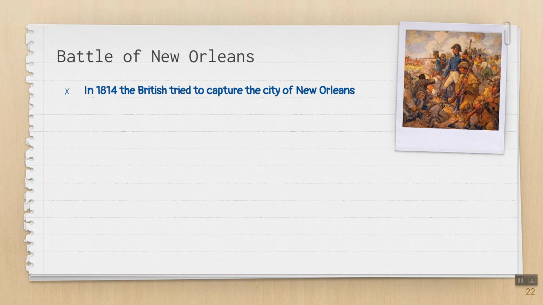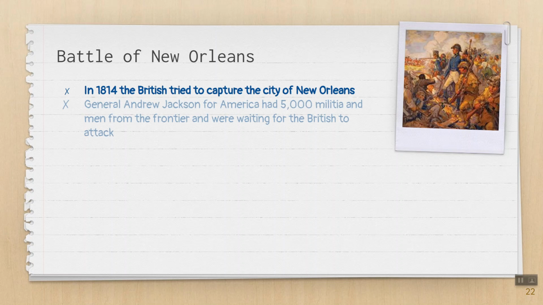So that gets us to the Battle of New Orleans. So in 1814, the British tried to capture the city of New Orleans because it was a very important city for American trade. And General Andrew Jackson, for America, he was an American general. He had 5,000 militia and men from the frontier. So they weren't really army, but they were just kind of common men. They were waiting for the British to attack. They knew they were coming to New Orleans, and so they were standing there waiting.